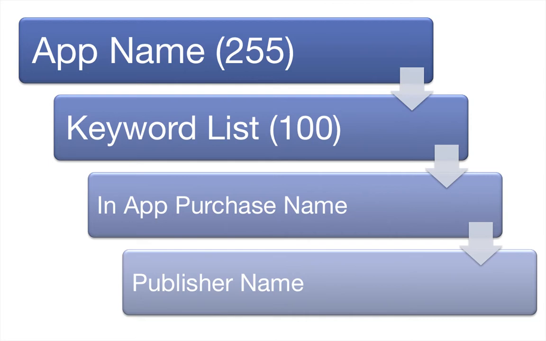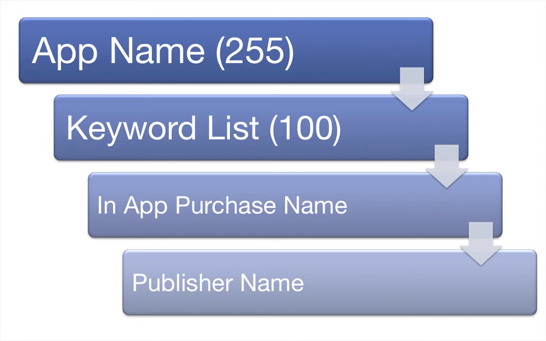case you have an in-app purchase, which is not always the case, and your publisher's name. While you can use the four fields to index your application, you'll see that you'll be mainly using the first two, app name and keyword list. Apple is also not treating all the fields as equal, and keywords in your app name will make your rank higher than the ones in the keyword list. We'll talk more about this later on in this course.